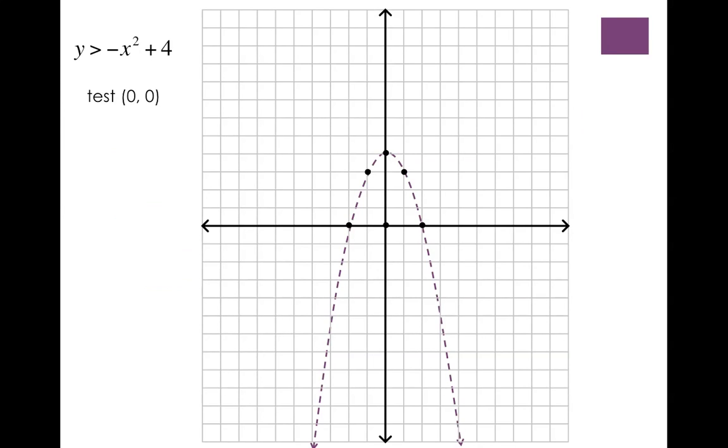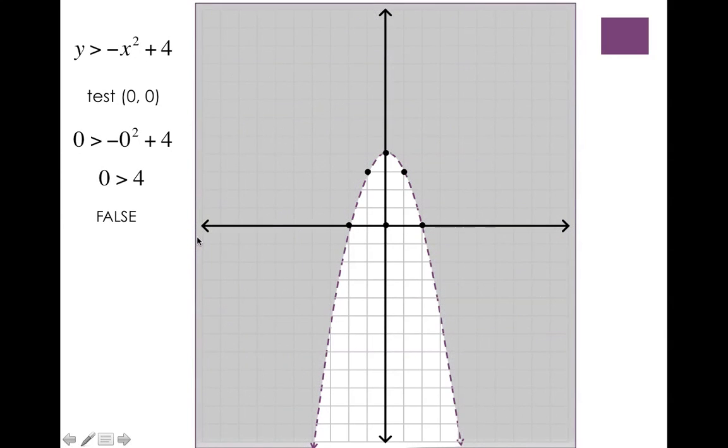So in this case, if I test (0, 0), which is not on the parabola, I end up with the fact that 0 is greater than 4. Now, since this is a false statement, that means that the inside of the parabola is not where my solutions are, because that point (0, 0) gave me a false statement. So my shading then should go on the other side of my parabolic line. So this is the part that gets shaded up above.